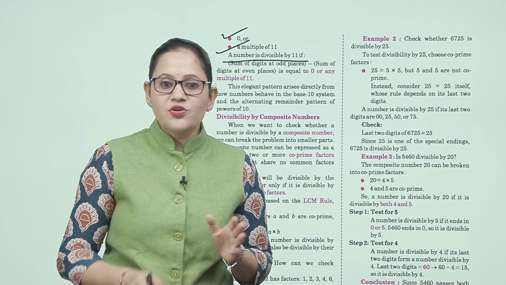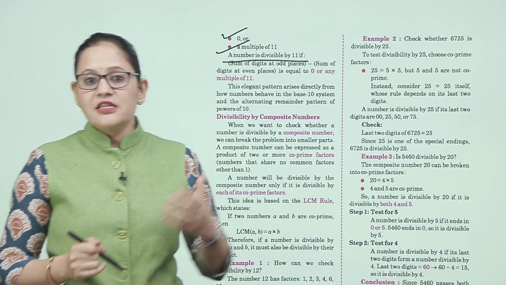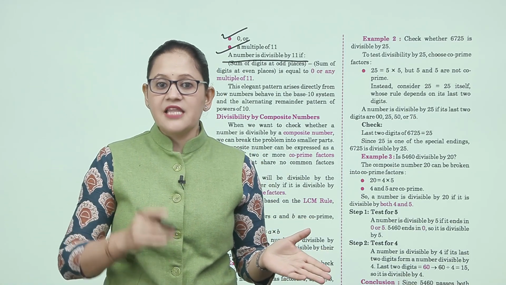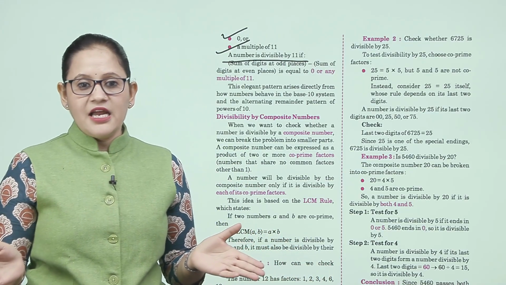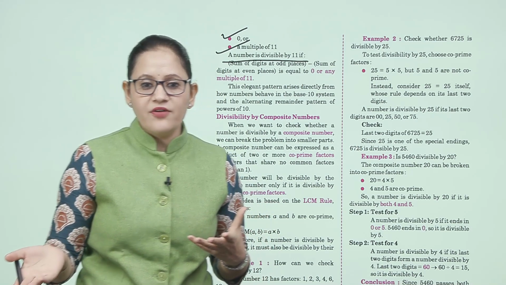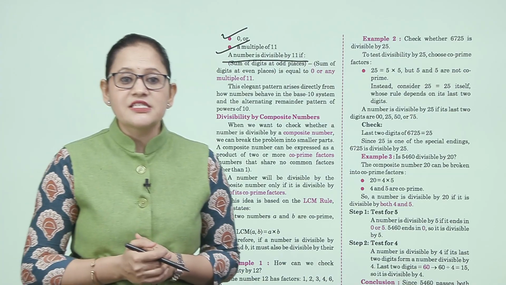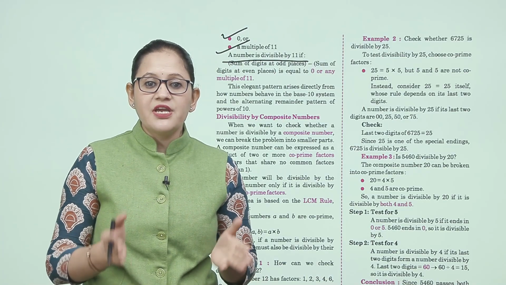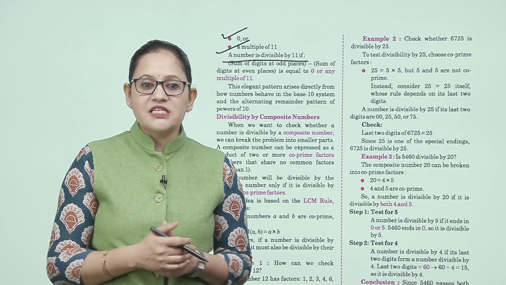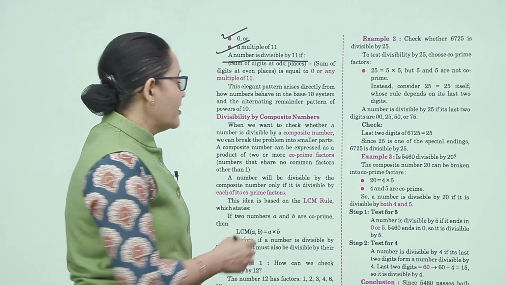Clear? So, for the number to be divisible by 11, the sum of digits at even places and the sum of digits at odd places, their difference should be 0 or a multiple of 11. Clear? This elegant pattern arises directly from how numbers behave in the base 10 system and the alternating remainder pattern of powers of 10.